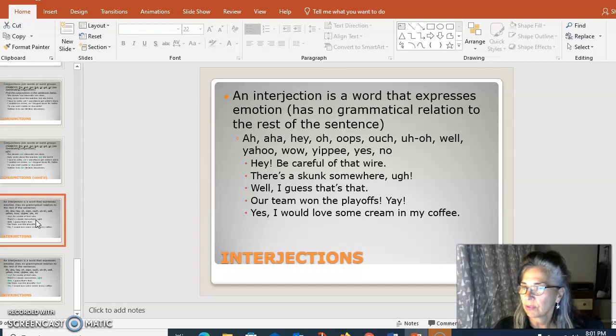An interjection, if you got rid of it, would not change the grammatical structure or leave a gap in the grammatical structure of a sentence. There are words like ah, aha, hey, oops, ouch, well, yes, no, yippee, wow, things like that, okay? So these are very easy to spot. They usually come at the beginning or end of a sentence. Sometimes I guess they could come in the middle.